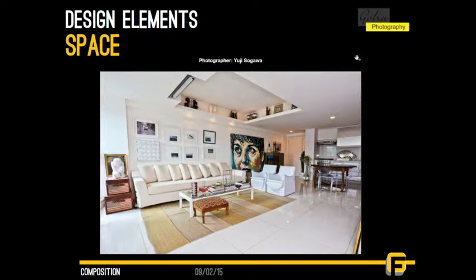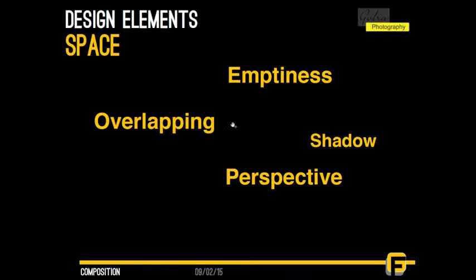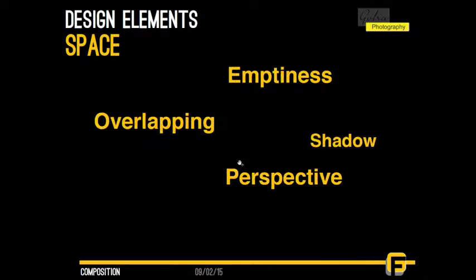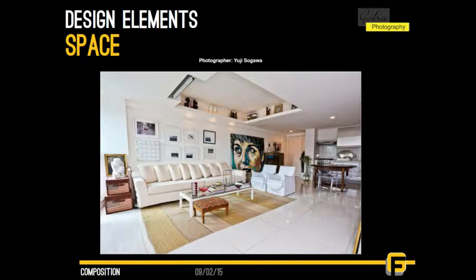Now let's see in terms of photography how space works so you can understand more. Here there is good space all over the place. First of all, there is emptiness, meaning it is not cluttered, and things can be seen nicely without getting distracted. The other thing is overlapping: things are on top of each other and mixed, but not distracting.